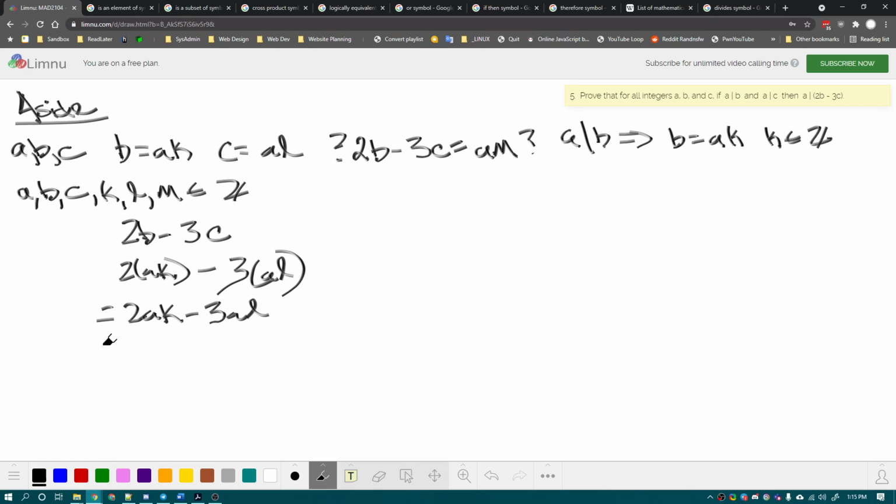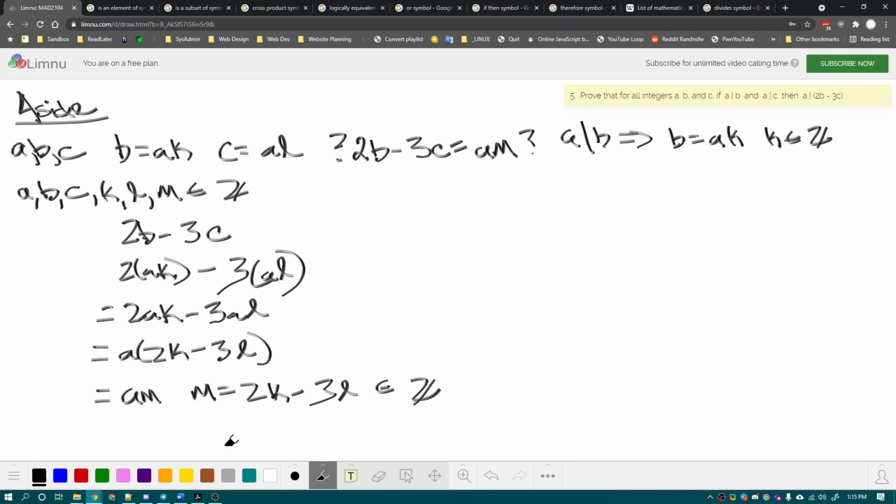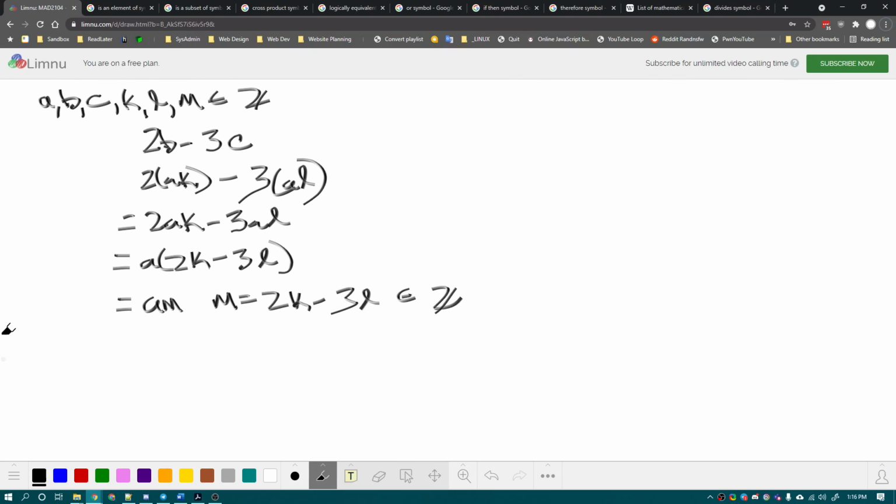Notice how I can factor out an A. That's equal to A times (2K minus 3L). And I want you to notice that 2K minus 3L, no matter what integers for K and L we have, has to be an integer. So that's equal to AM, where M is equal to 2K minus 3L, some integer. So this is what we're going to do to prove it. All right? The only difficult thing is kind of the beginning wording, I think.